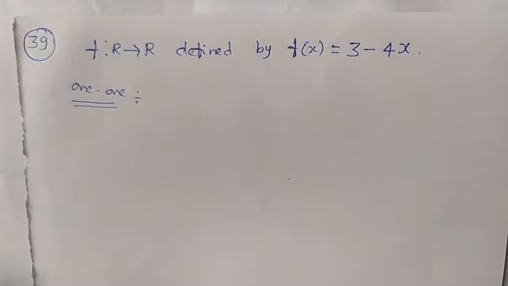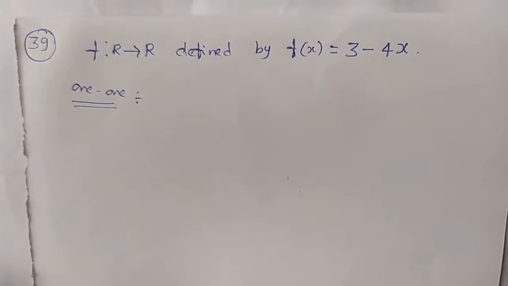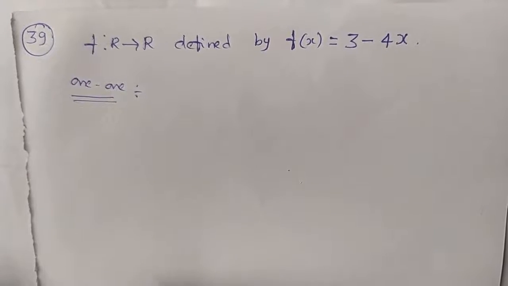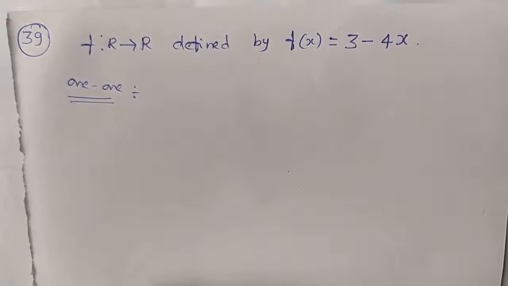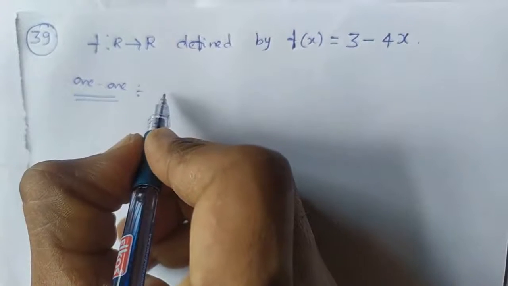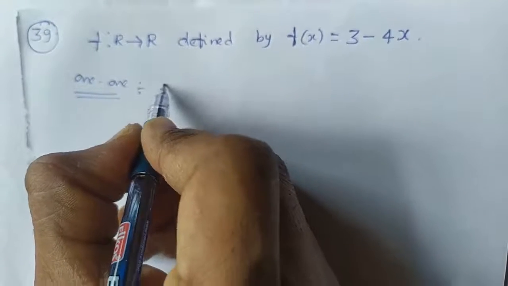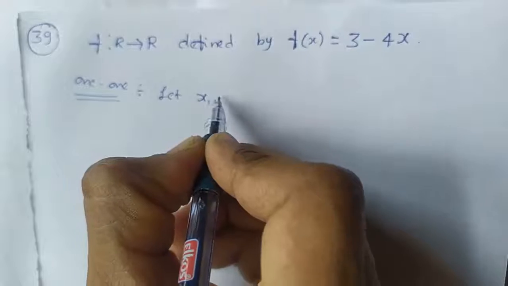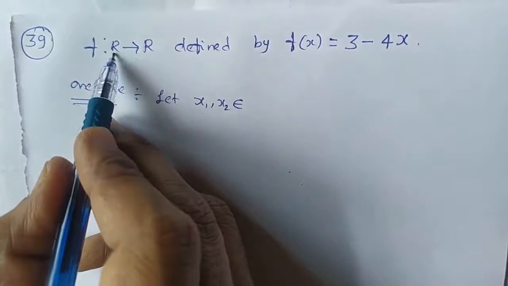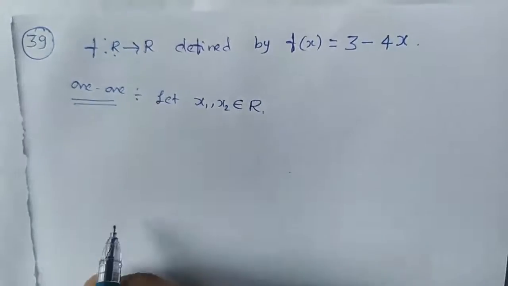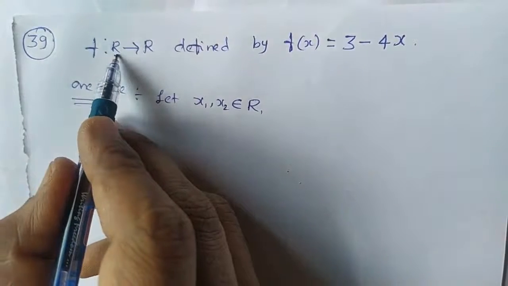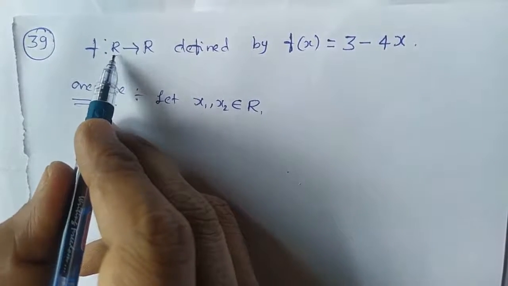So one-one function. Recall the definition of one-one function. We have the condition to verify whether the given function is one-one or not. So first we need to consider, let x1, x2 belong to the domain. Domain of this function is what? R, real numbers. Let x1, x2 belong to R. So R is the domain of this function.